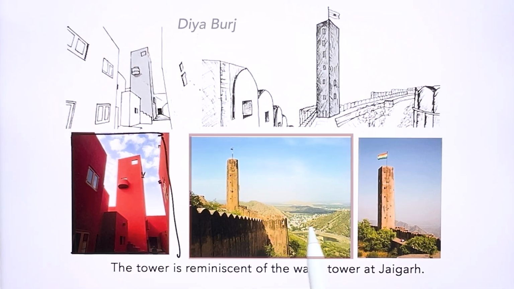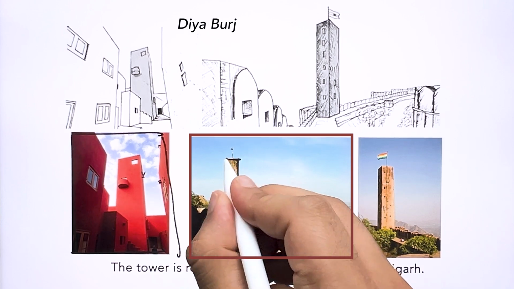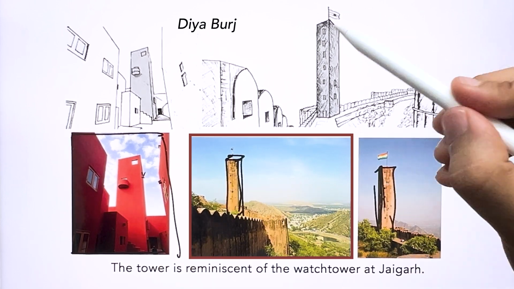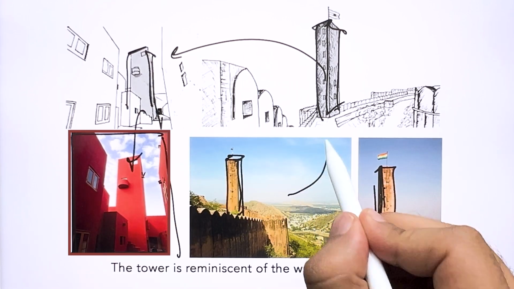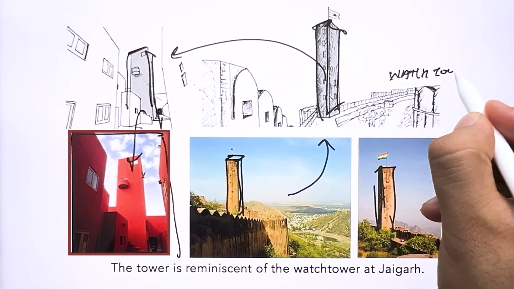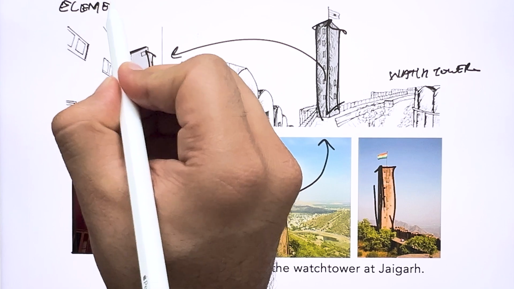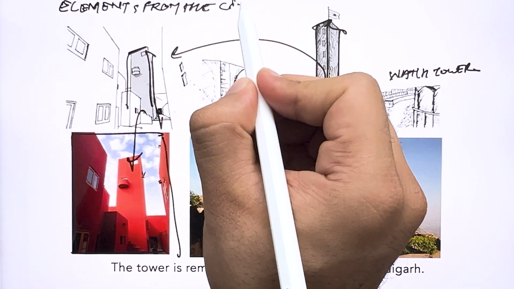This is the watchtower at Jaigarh, known as the Diya Burj, and Charles Correa took inspiration from this watchtower to create the watchtower at Jawahar Kala Kendra. Even though the shapes and proportions are similar, the overall impact is very different. So it's like taking elements from the city and creating a new architecture style.